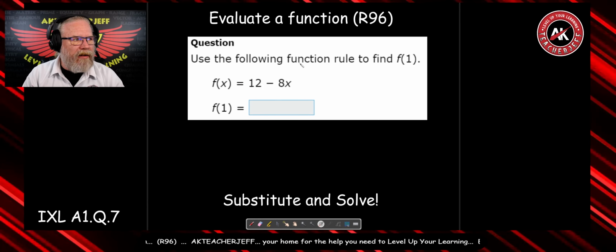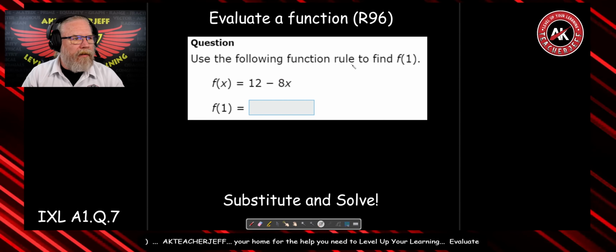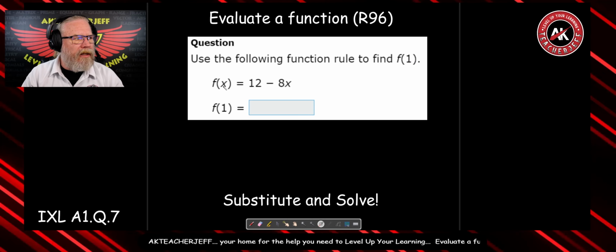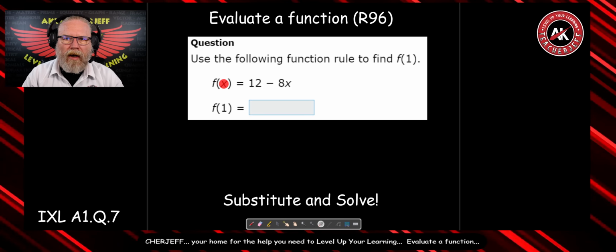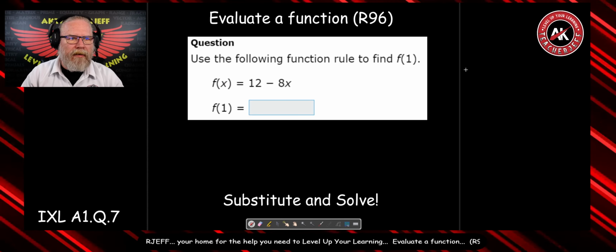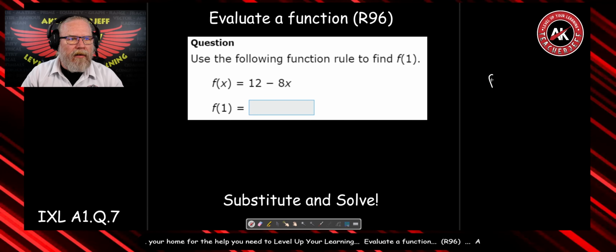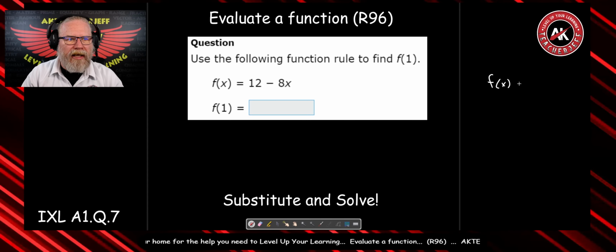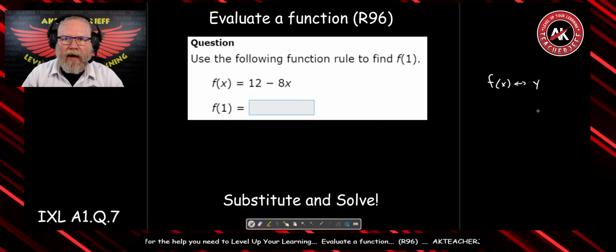It says use the following function rule to find f of 1. And you might be saying, what's this f of 1 thing? And then you see f of x equals 12 minus 8x. And you're used to seeing y here. Well, f of x is pretty much the same thing as y. So f of x is pretty much interchangeable with the idea of y.